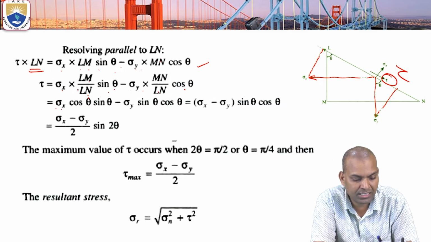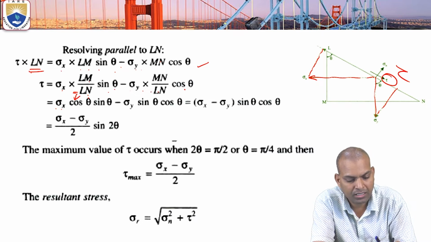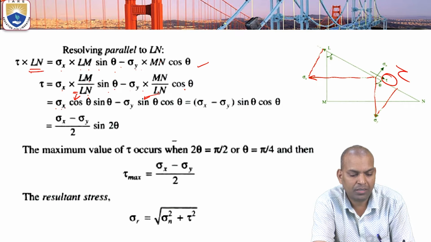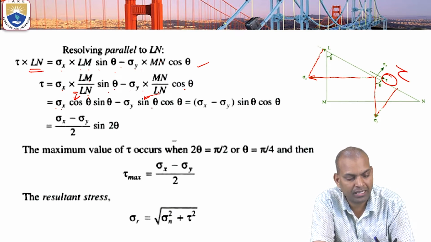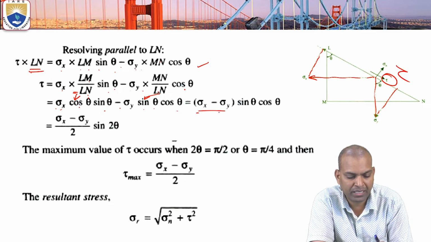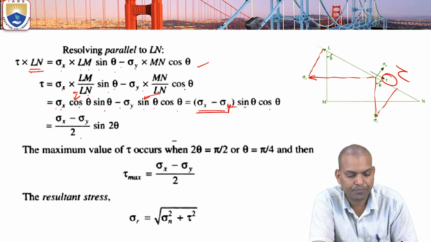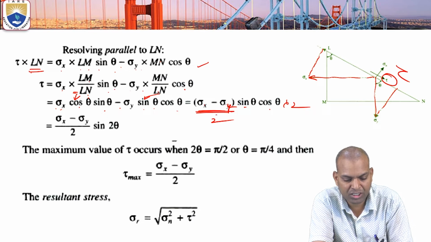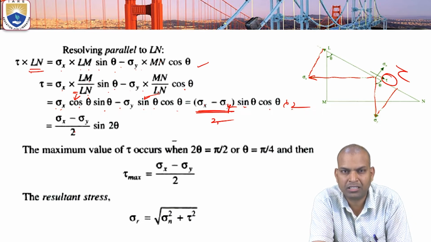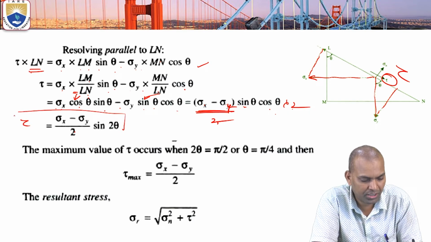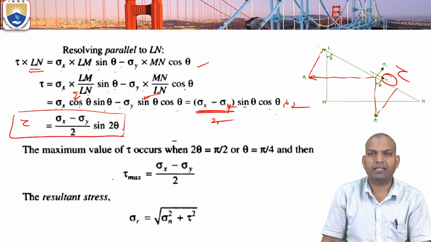Now sigma x, where Lm by Ln equal to cos theta, and mn by Ln equal to sin theta. Substitute here in the place of Lm by Ln and mn by Ln, that is sigma x cos theta sin theta minus sigma y sin theta cos theta. Make sin theta and cos theta common, it becomes sigma x minus sigma y times sin theta cos theta. Multiply numerator and denominator by 2, then sigma x minus sigma y by 2 times 2 sin theta cos theta, that is sin 2 theta. This is the shear stress equation on a plane Ln.